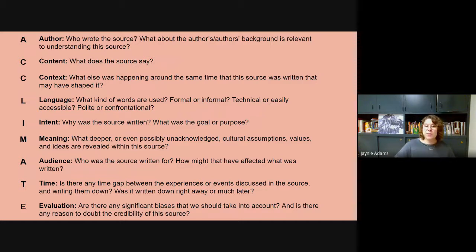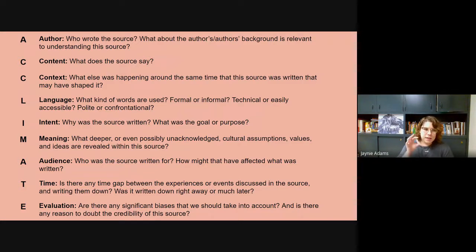Audience. Who was the source written for? And how might that have affected what was written? We'll cover that in a little bit of detail, but you want to think about who the audience is for the source. Was this source ever intended to be read by a large public audience?